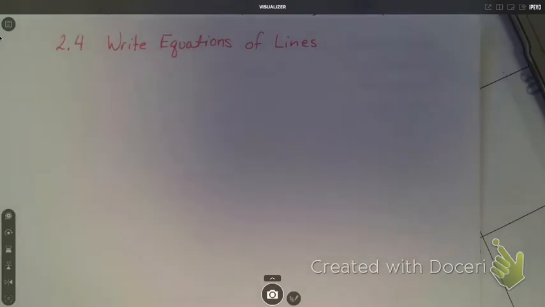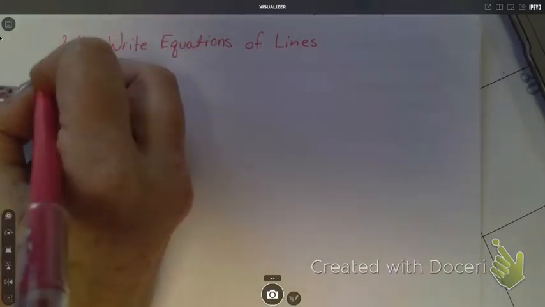Okay, 2.4, write equations from lines. Yesterday you graphed them. Today you're going to write the equations. Okay? Slope-intercept form.